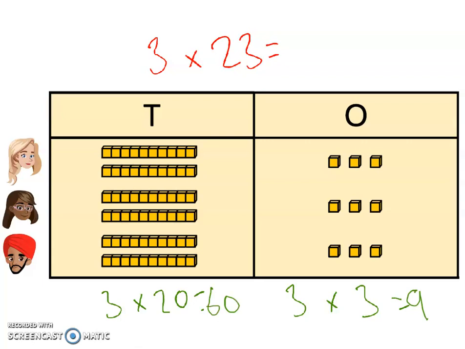And now what I'm going to do, I'm going to add these together. 60 add 9 gives me an answer of 69. So let's look at question 1, think together again.